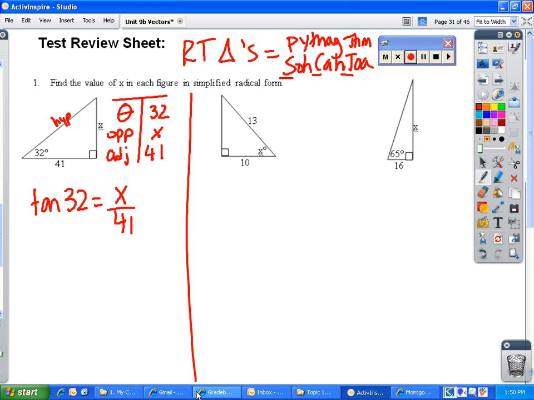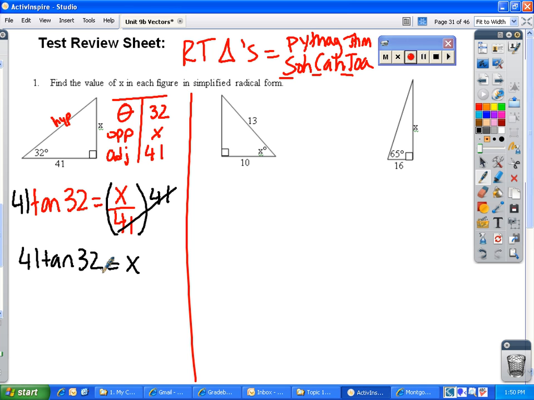Okay, we need to go ahead and solve this problem. So I'm going to use a different color. I want to get x by itself. So the thing I need to get rid of first of all is 41. I'm going to cross those out. If I multiply this side by 41, I multiply the other side by 41 as well. Keep the balance. And that tells me that x equals 41 tan of 32 degrees.